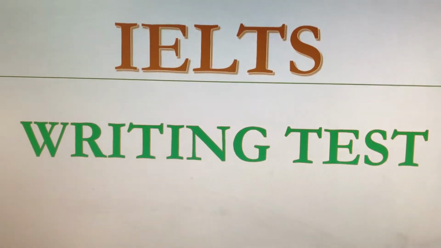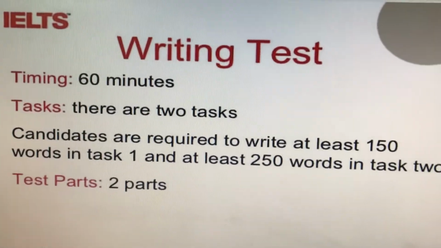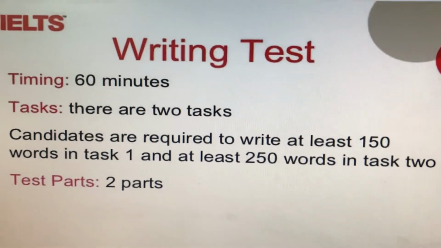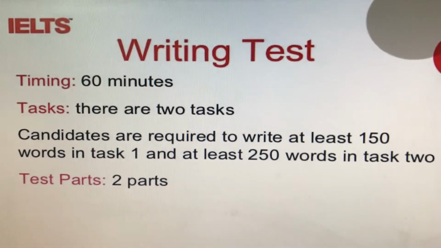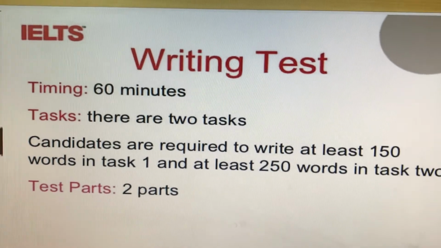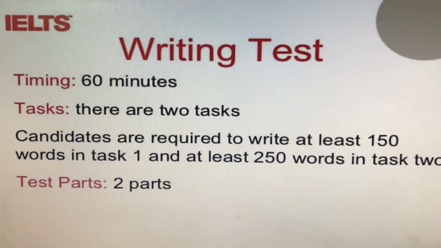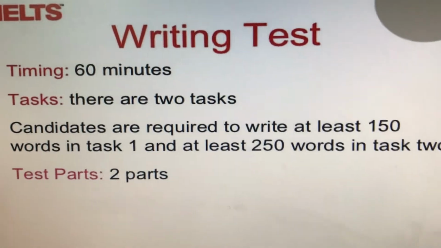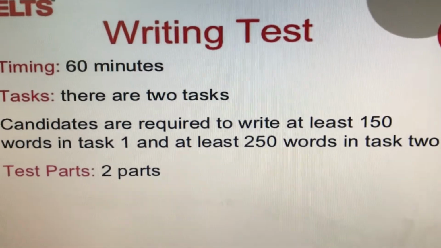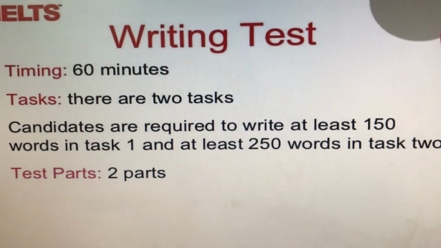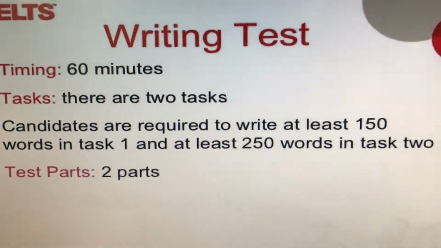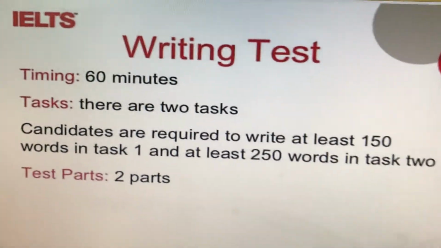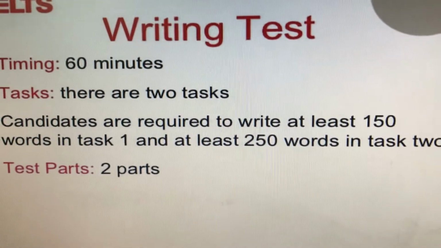So what actually will you find in the writing test? The writing test is a 1 hour test. You will get 1 full hour. There is no extra time for that. There are 2 tasks, both in the academic writing test and the general writing test. You will have 2 tasks, 2 sections, 2 questions. Each question has a choice.